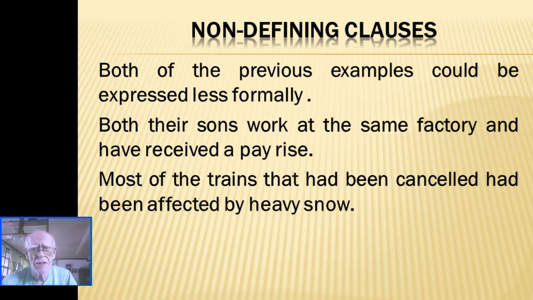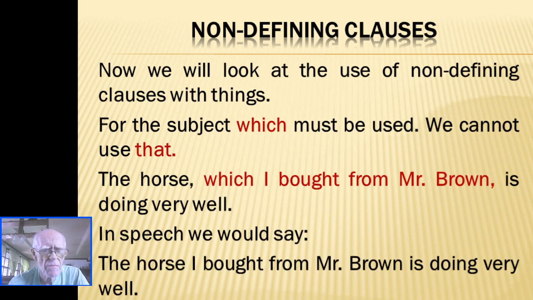Both of the previous examples could be expressed less formally. Both their sons work at the same factory and have received a pay rise. Most of the trains that have been cancelled had been affected by snow. Now we will look at the use of non-defining clauses with things. For the subject, which must be used; we cannot use that.